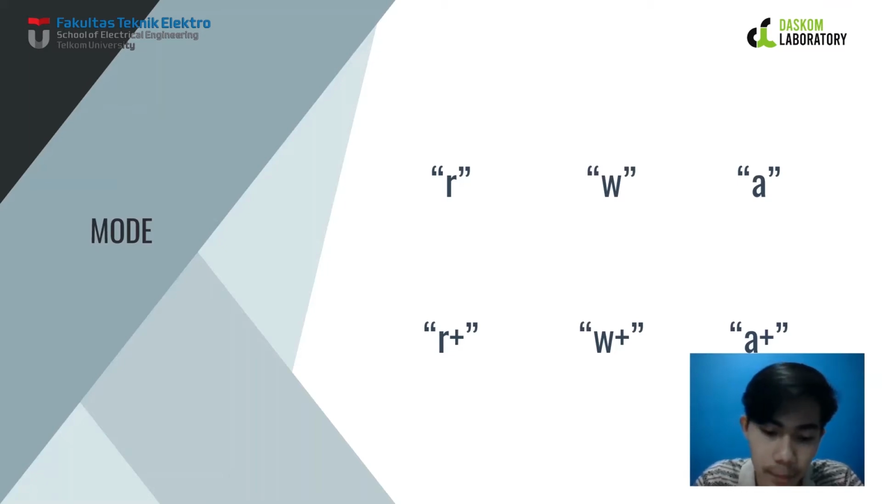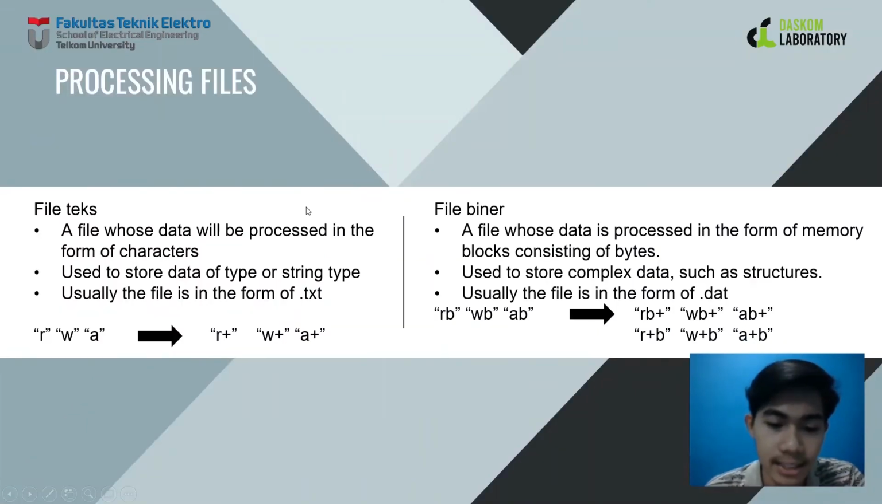Actually, R+ and W+ are different. R+ can open files that exist, while W+ can open a file that does not exist yet. The next stage is processing files.